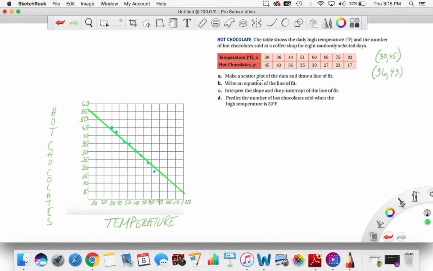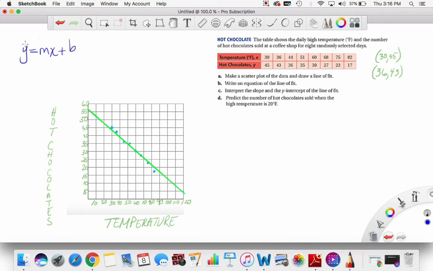So for part A, we've done the scatter plot and drawn the line of fit. Now for B, it says write the equation of the line of fit. In order to write the equation, I'm going to write it in slope-intercept form, which is y equals mx plus b.